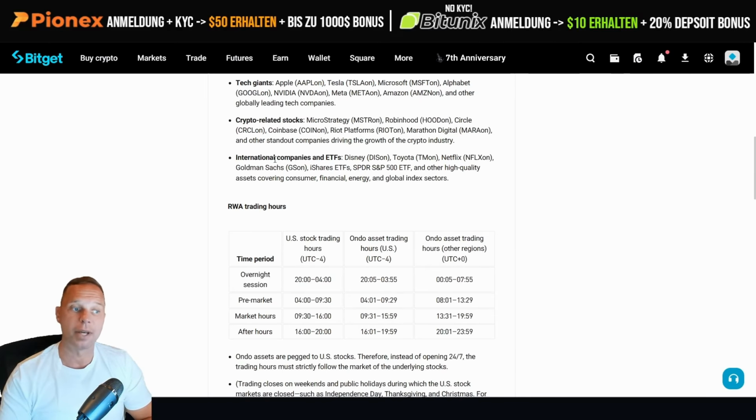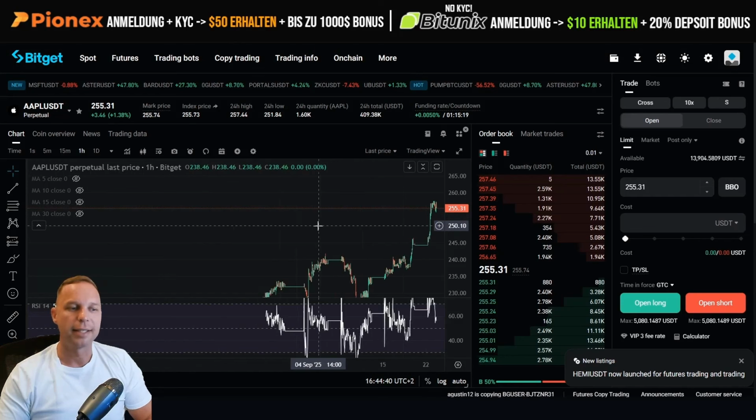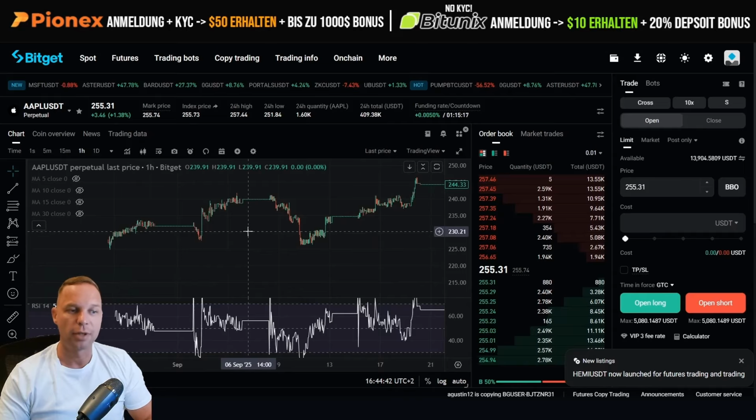And what's also coming are international companies and ETFs like Disney, Toyota, Netflix, Goldman Sachs. You can see the iShares ETF here. There's also the S&P 500 ETF, and things like that are gradually being added. This means that anyone who wants to trade exactly these kinds of assets can now do so directly on BitGet.